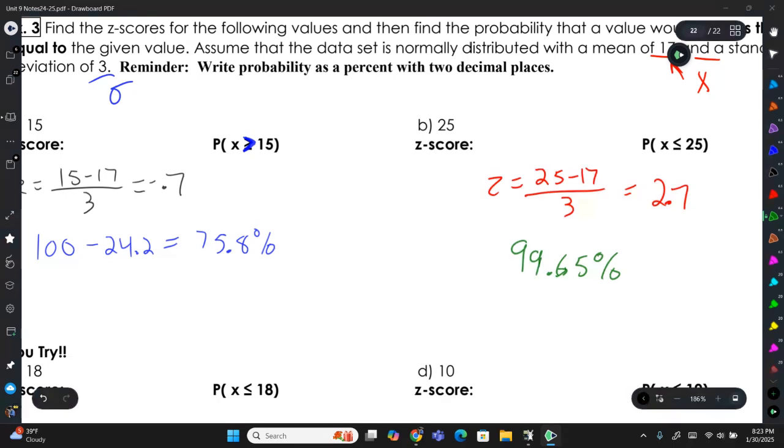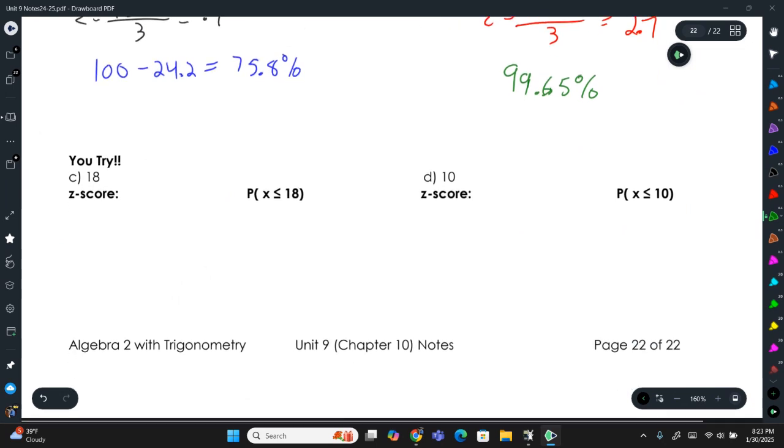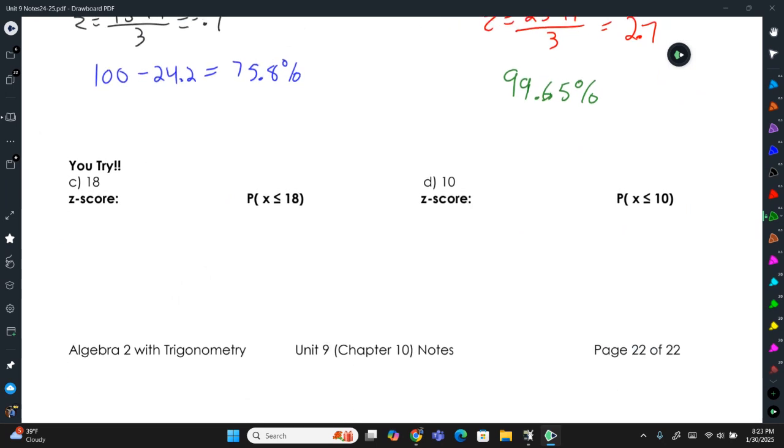All right, so I want you to try the last two here. So pause the video, try those two, and then once you're done, unpause it to see if we get the same z-score and probability.